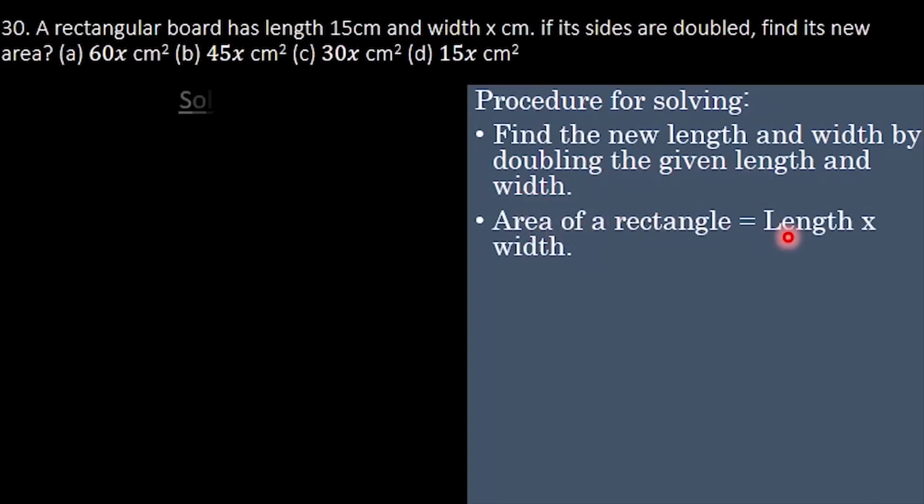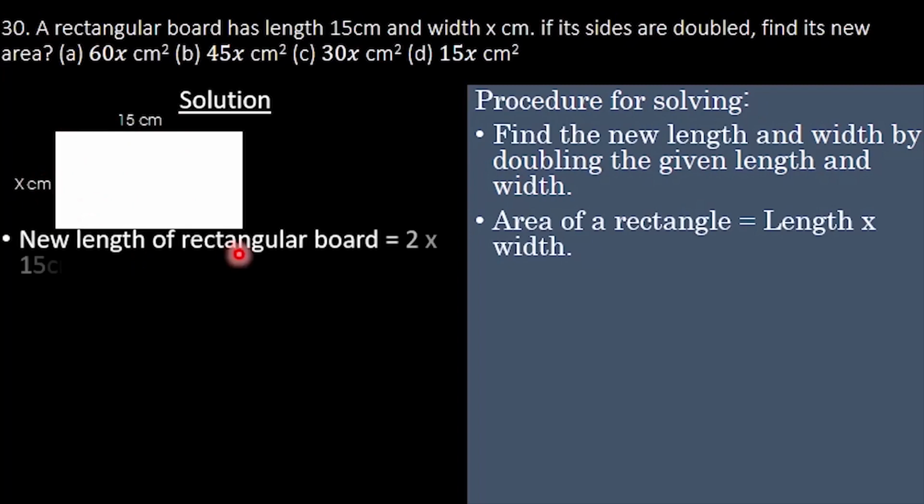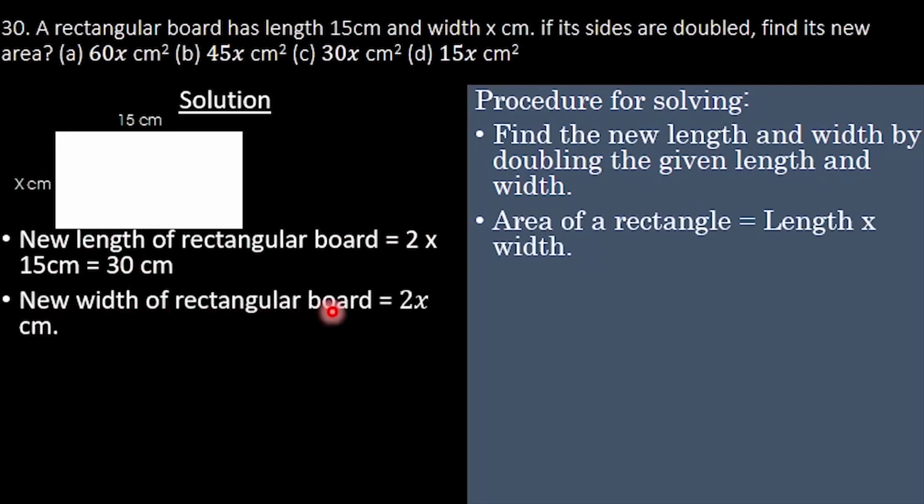The solution for this is the rectangular board. We have our length to be 15 centimeters and our width as 8 centimeters. Now the new length of the rectangular board will be 2 times 15 centimeters. Don't forget that they said in the question that we have to double the sides to find its new area. Now the new length of the rectangular board is equal to 2 times 15 centimeters, which is equal to 30 centimeters. Now the new width of the rectangular board is equal to 2 times 8, which is 16 centimeters.